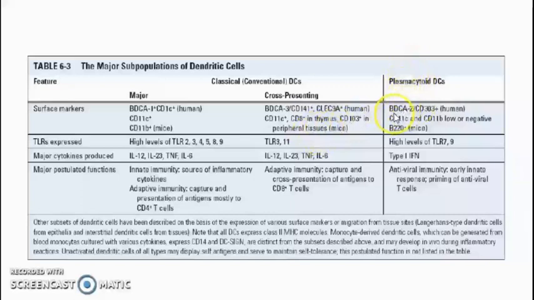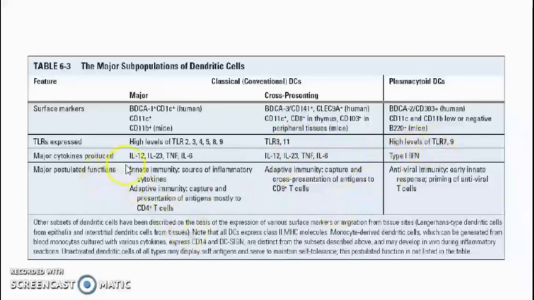The plasmacytoid dendritic cell surface markers are BDCA2, CD303 in human, and CD11C and CD11B low or negative, plus B220 in mice. Toll-like receptors expressed in the major classical cells are a high level of toll-like receptor 2, 3, 4, 5, 8, and 9. In cross-presenting cells, toll-like receptor 3 and toll-like receptor 11 are the expressed toll-like receptors. The plasmacytoid dendritic cell has a high level of toll-like receptor 7 and 9.